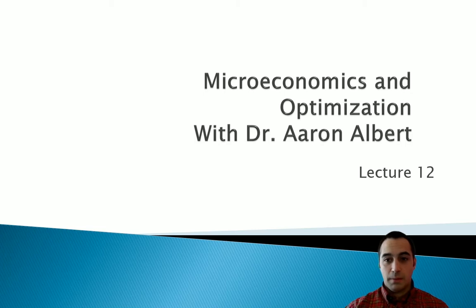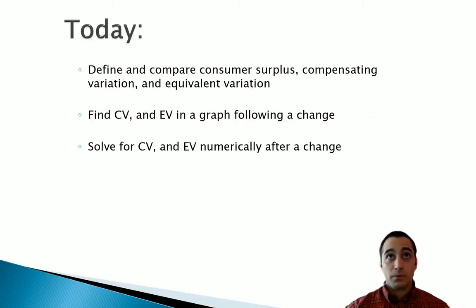Let's learn some econ. So today's goal is to begin talking about consumer surplus, compensating variation, and equivalent variation. Today is going to be the first lesson on this. We're just going to find CV and EV, i.e. compensating variation and equivalent variation, using graphs. And then we're going to show how you go about solving it numerically. We'll finish that next time.